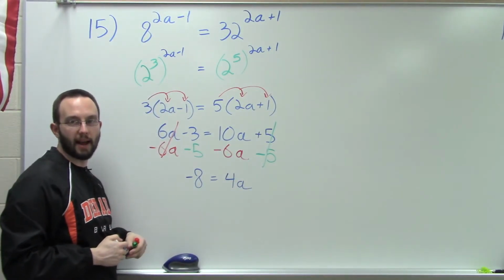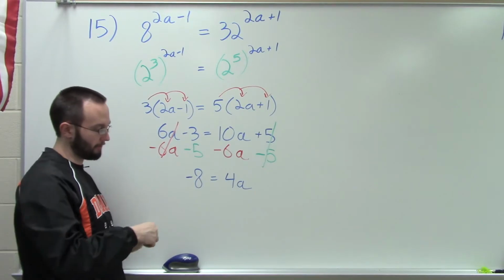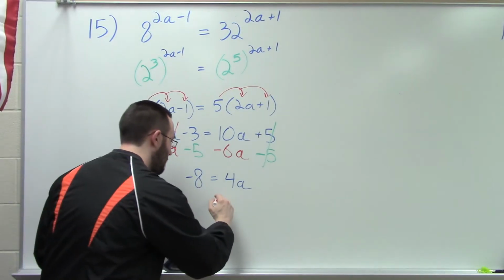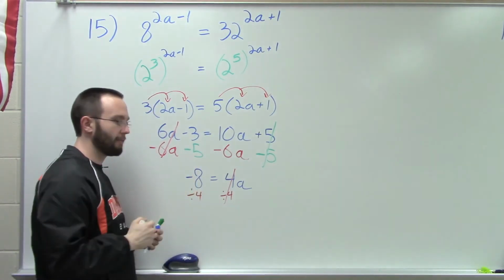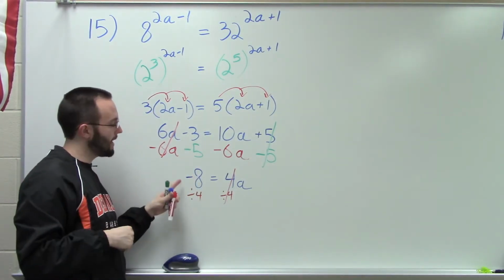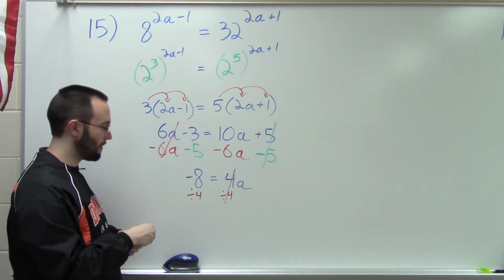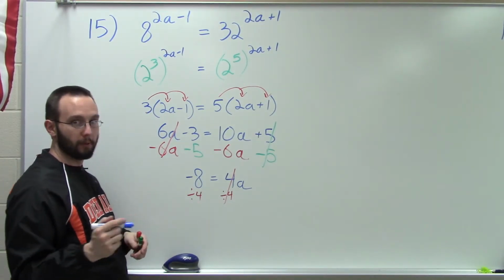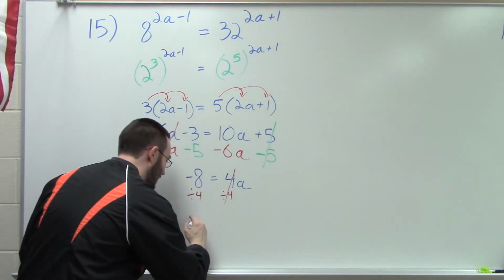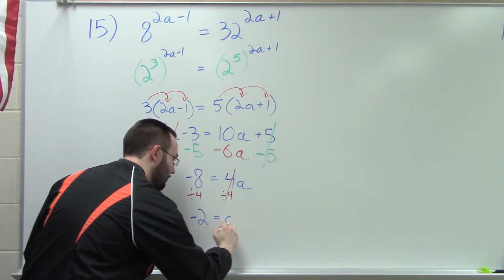So 4a is -8. Last but not least, divide both sides by 4. 8 divided by 4 is going to be 2. Negative divided by a positive will be negative. So we'll get a -2, and that is what a equals.